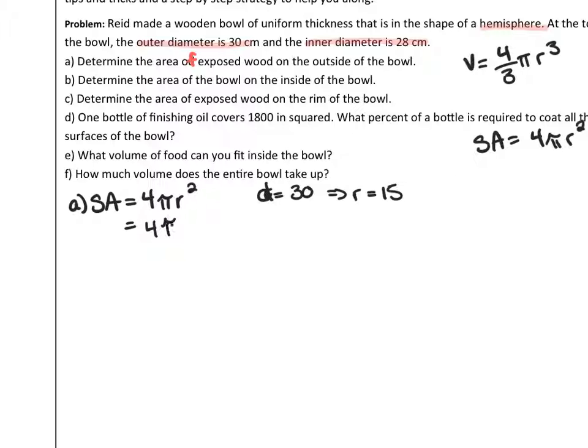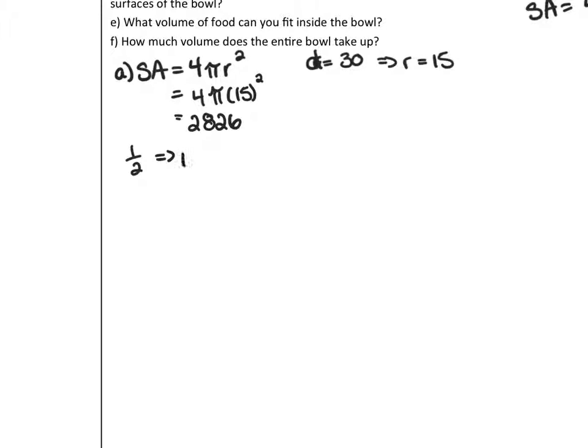4 pi 15 squared. So we'll multiply that all out. I get 2008.26, but that's for a whole sphere, and because we only have half a sphere, we'll divide that by 2. So easy peasy there.